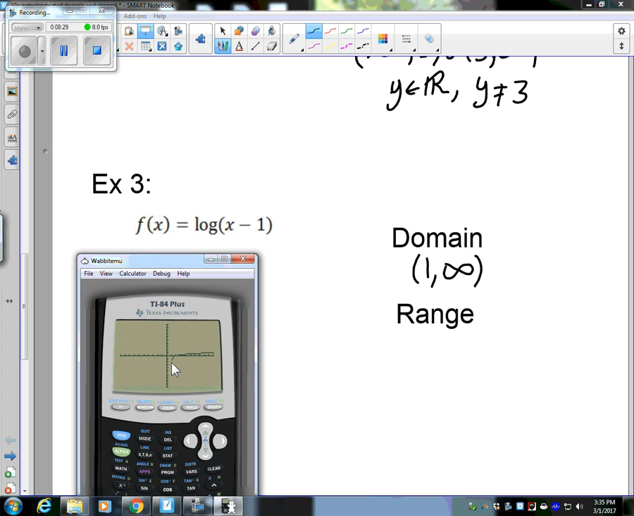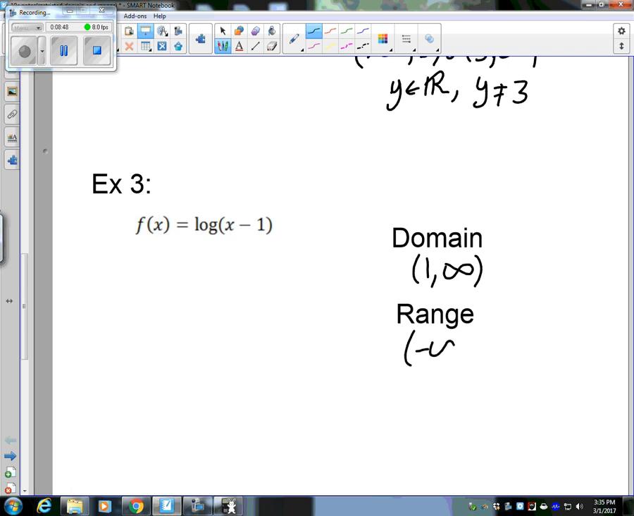Range-wise, it looks like it starts here at negative 1, but it actually doesn't. There's a tail that runs down here. Log functions are continuous, it doesn't have a starting point. So the range goes from, in this case, and it's very deceiving, negative infinity to infinity. You might have to look back at your notes from the first unit of the year to gather that.